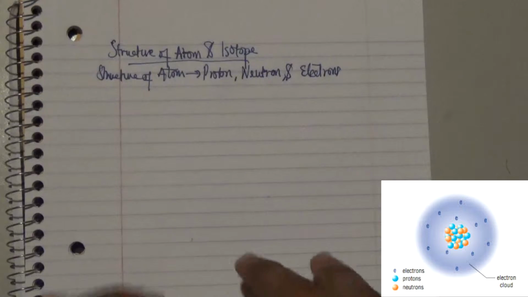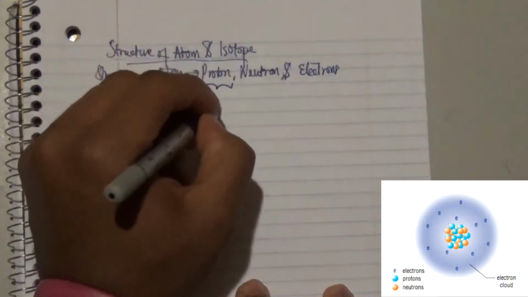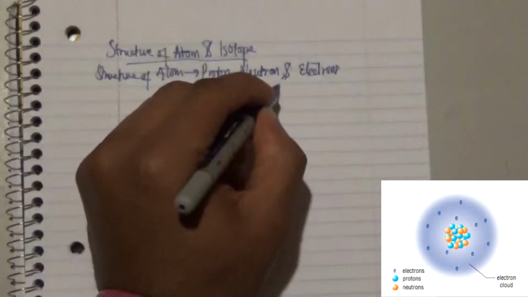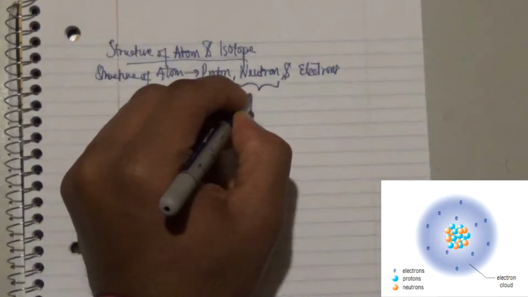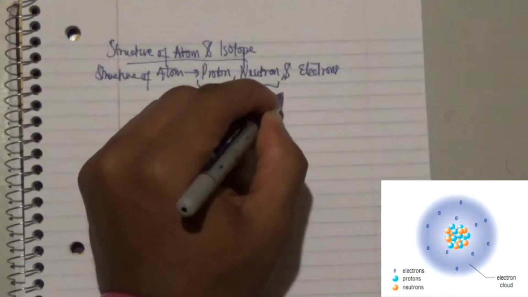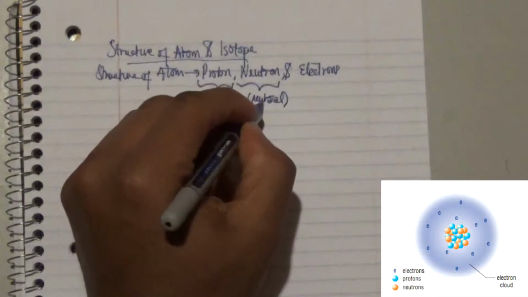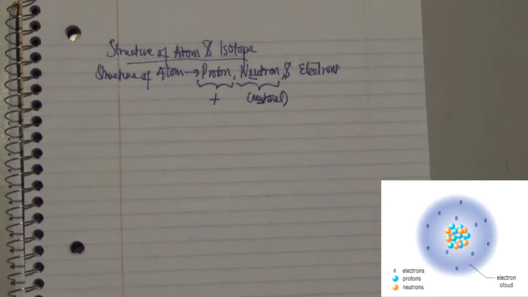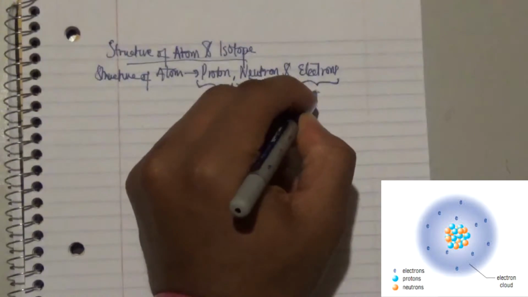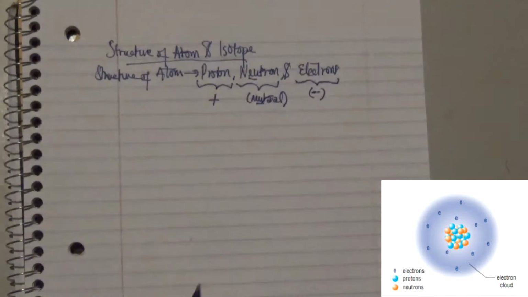So what do we know about a proton? A proton has a positive charge, and neutrons are neutral. Neutron, neutral, just a quick reminder. And electrons are negatively charged. That is one of the things that makes these particles quite unique in a way.